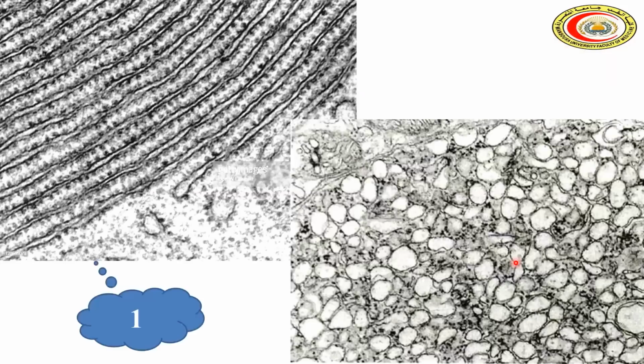Here we have two photos of the two types, also by electron microscope. So who can tell me which of them is rough and which is smooth, and why? Number one is rough or smooth, and number two is rough or smooth, and why?